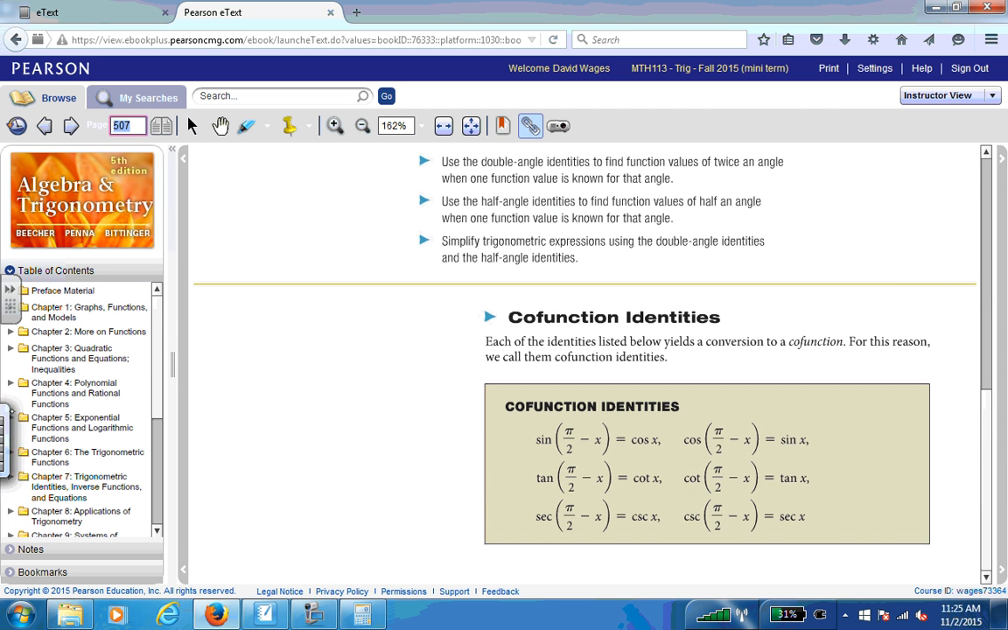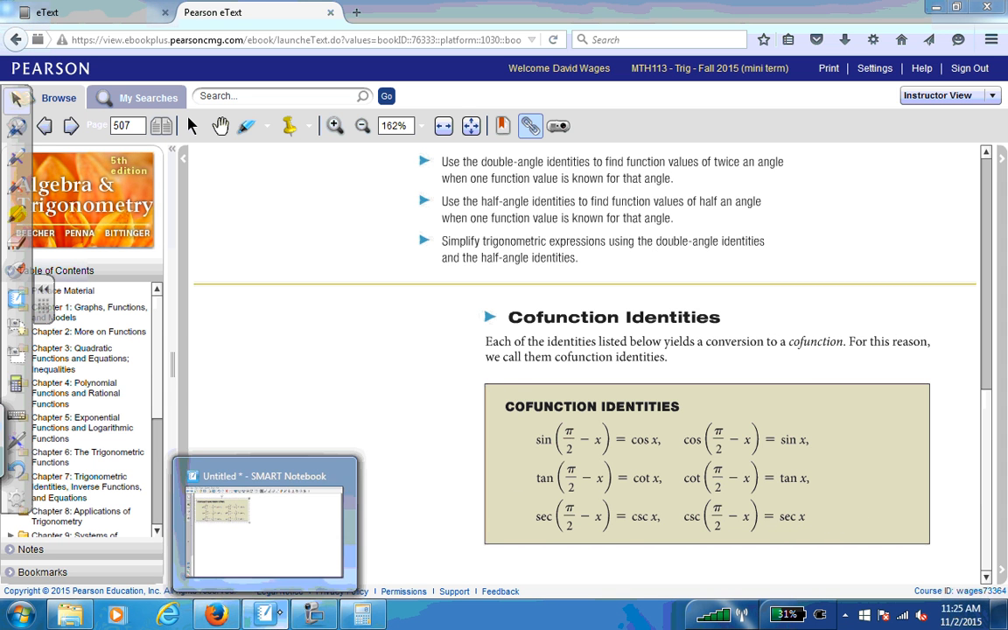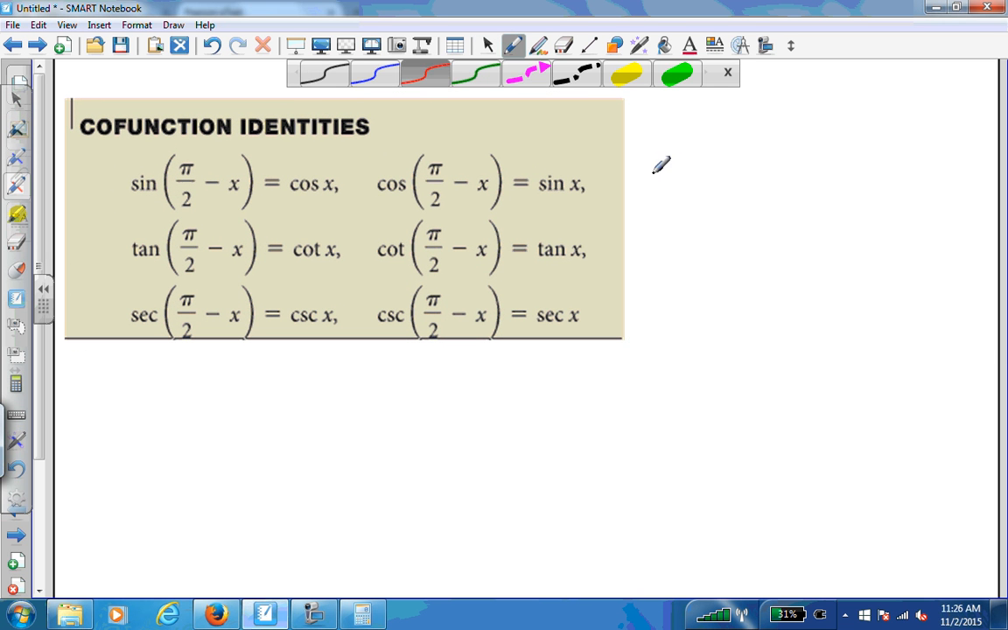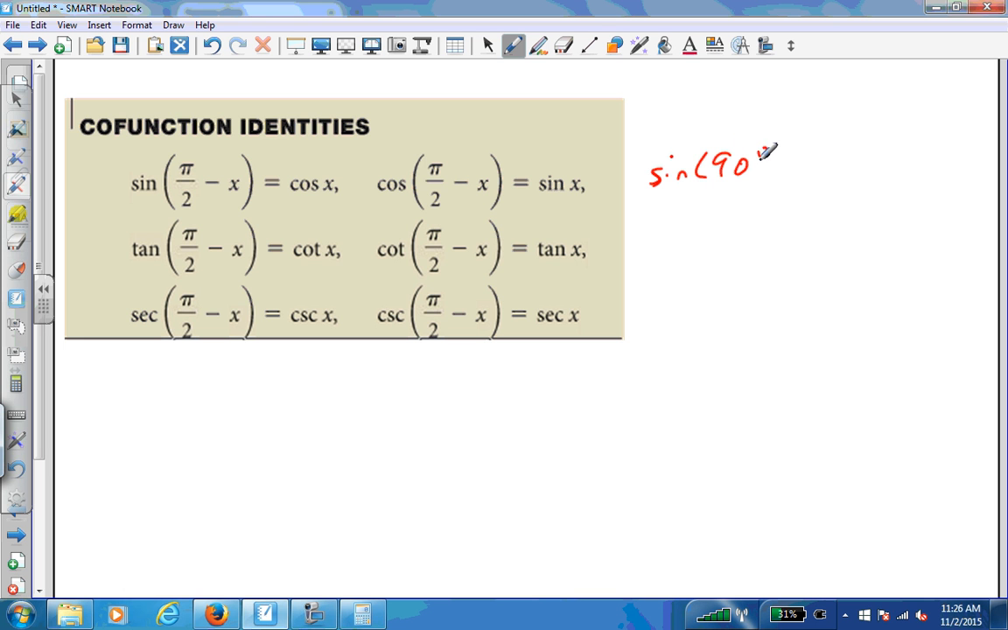So if we look at the bottom here, we've done these before, but in the past when we wrote them, we said sine of 90 degrees minus x equals cosine x. And what that meant is if we know sine of an angle, that's equivalent to cosine of that angle's complement. Remember, complements are angles that add up to 90 degrees. So if we know cosine of 40, that's the same thing as sine of 90 minus 40, sine of 50. If we know cosine of 70, that's the same thing as sine of 20.